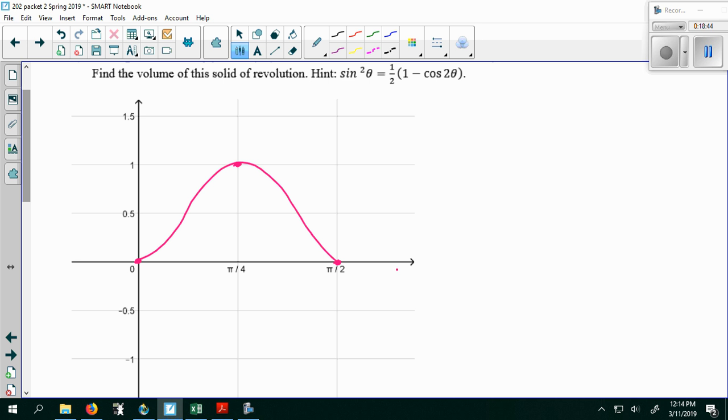And I'm going to rotate that about the x-axis. So I'm going to draw a representative rectangle. Pick a random spot along the x-axis. We'll call that x sub i. And I'm going to draw a rectangle.